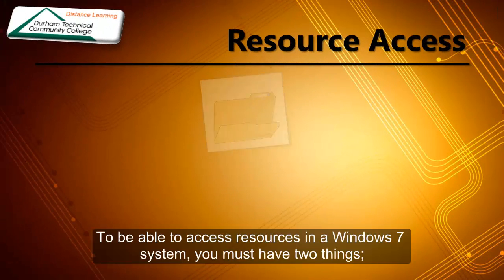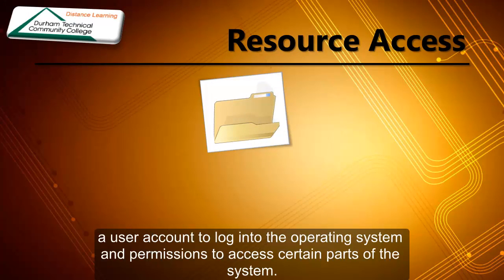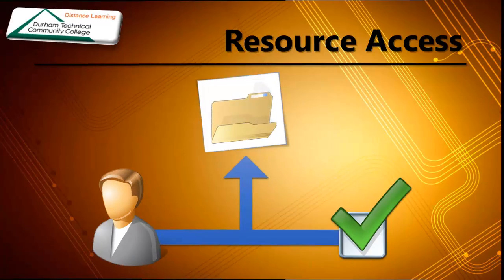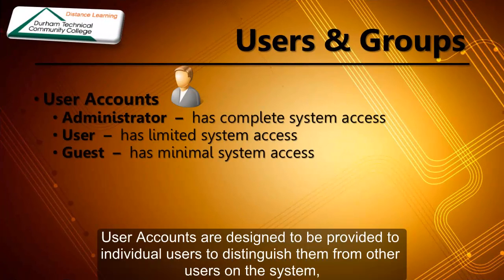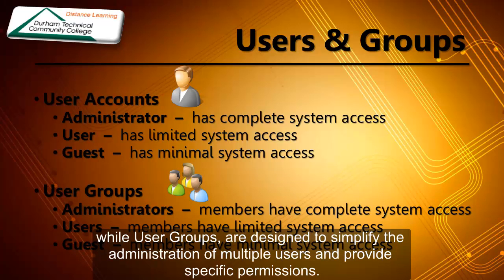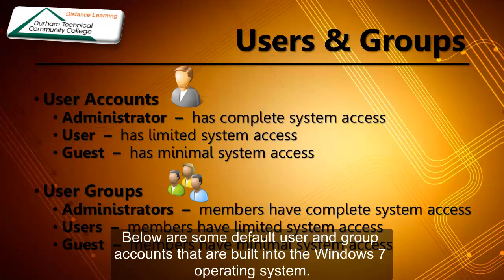To be able to access resources in a Windows 7 system, you must have two things: a user account to log into the operating system, and permissions to access certain parts of the system. User accounts are designed to be provided to individual users to distinguish them from other users on the system, while user groups are designed to simplify the administration of multiple users and provide specific permissions. Below are some default user and group accounts that are built into the Windows 7 operating system.